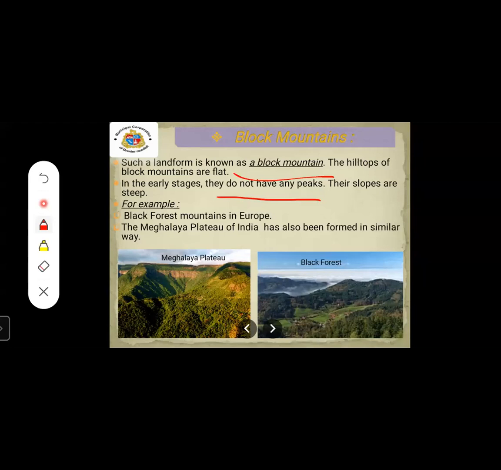For example, the Black Forest in Europe and the Meghalaya Plateau of India are examples of block mountains. See here, this one. This is the image of a block mountain, which is the Meghalaya Plateau of India, and the Black Forest mountains in Europe. There is a steep slope also, and there are flat surfaces also in the block mountains.